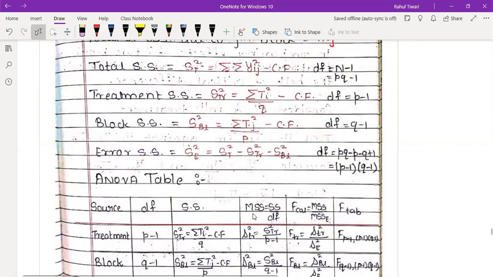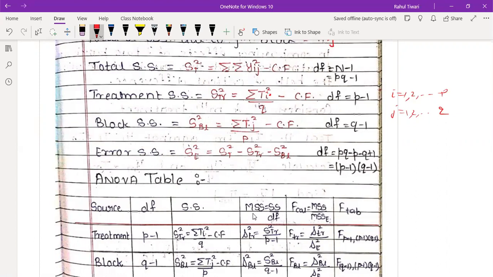If you are assuming treatment, then it is a summation over i. So it is a single summation of Ti dot squared, and this dot represents j. I is running from 1 to p and j is running from 1 to q. So this dot represents q, that's why it is divided by q, minus CF. Similarly, you can do it for the block. The block will be summation over T dot j squared, where this dot represents p, so divide by p, minus CF.